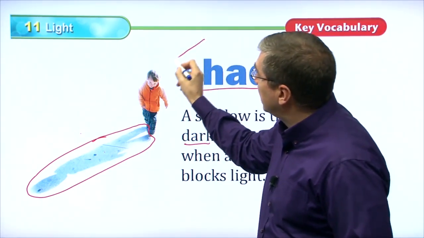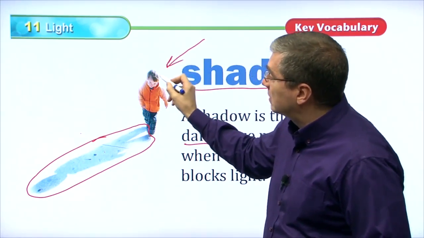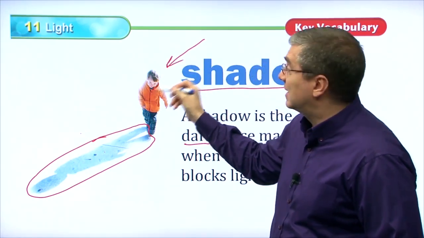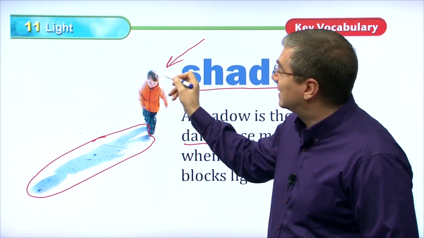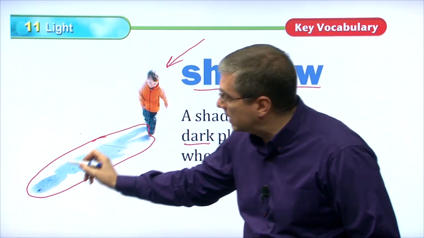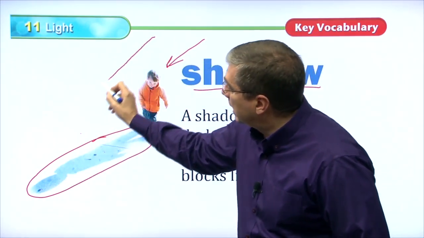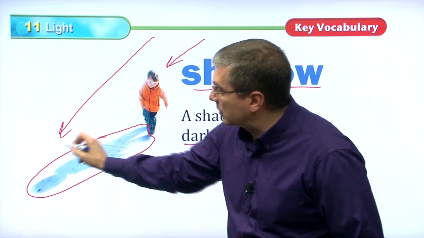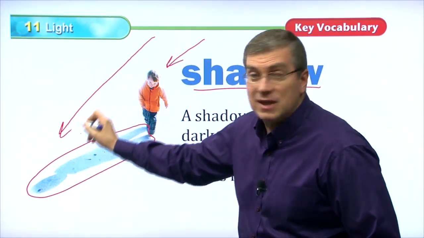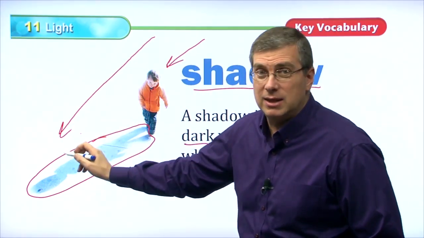The light is coming in this direction. It hits the boy and it stays on his head. It doesn't go through his head. His head is blocking it, so it's blocking the light. Other light over here, it can go all the way down, it hits the ground, and that's light. The light is not blocked. There's nothing blocking the light.